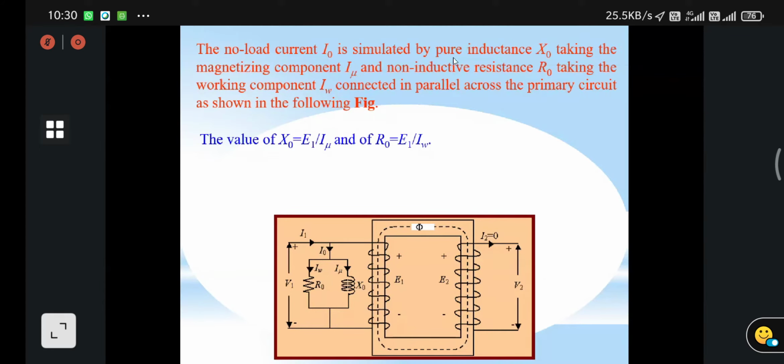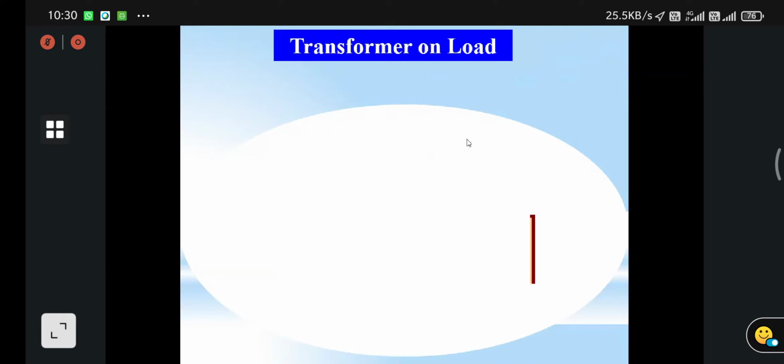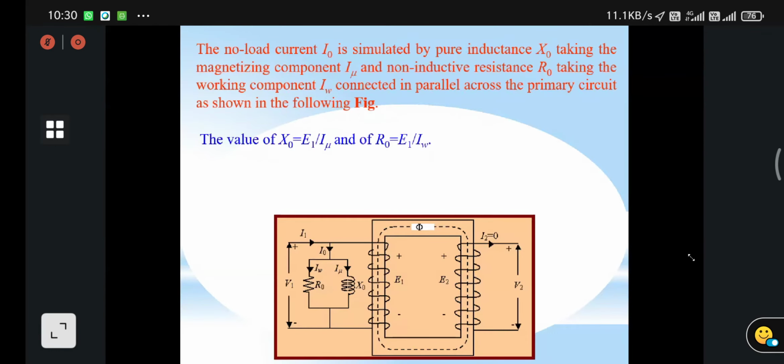Have you understood or not? Shall I go to the next slide? Up to now we have discussed the transformer under no load condition. In that, first of all, in the ideal transformer.